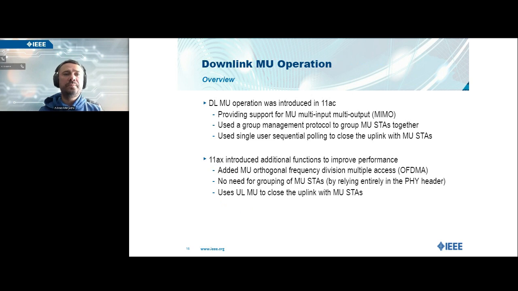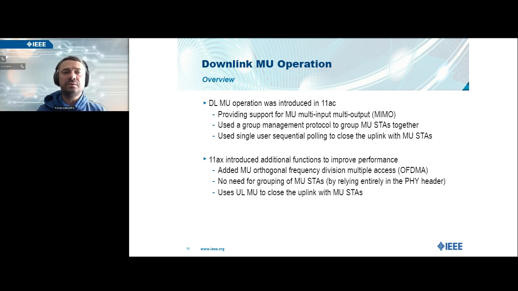So with that, we can go to downlink multi-user operation. Downlink multi-user operation was actually introduced in 11ac, and it was relying on multi-user multiple-input multiple-output multiplexing. It did use a group management protocol to group the multi-user stations together. It was done to keep the PHY header overhead as small as possible.